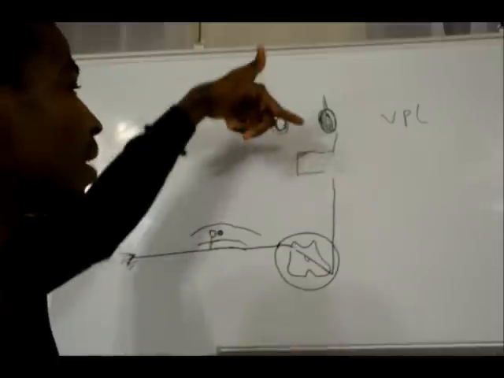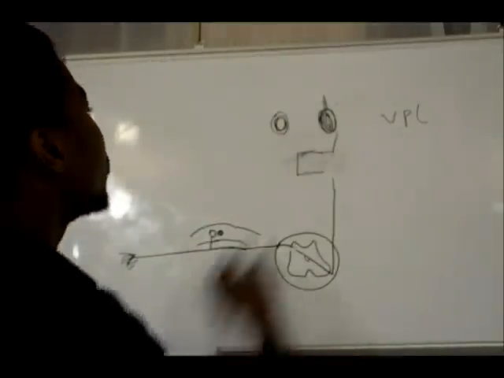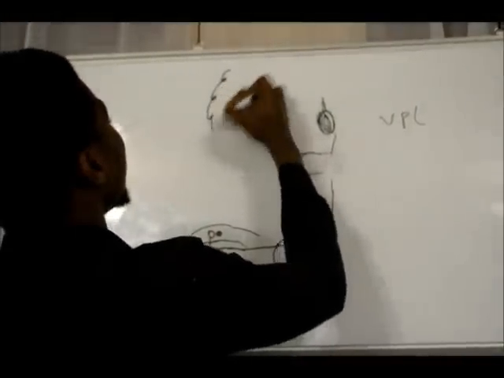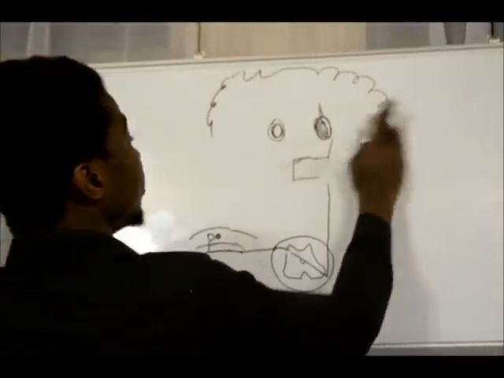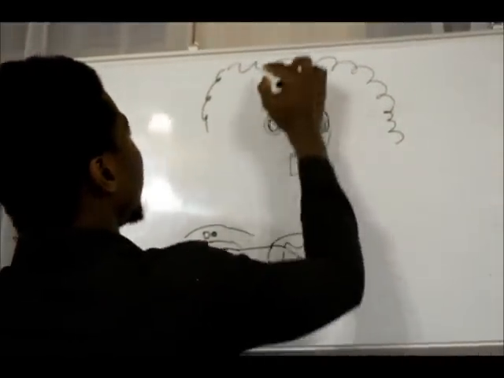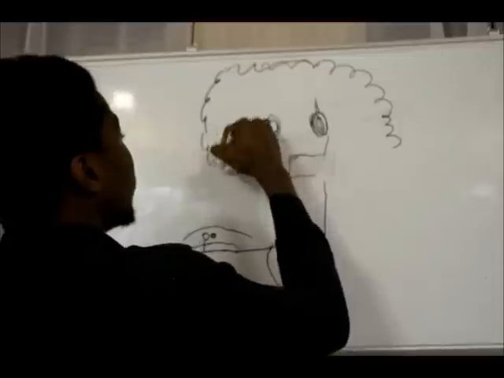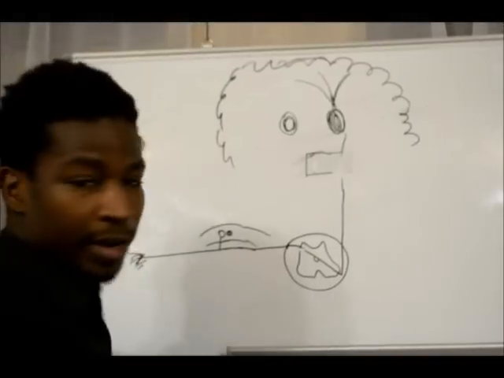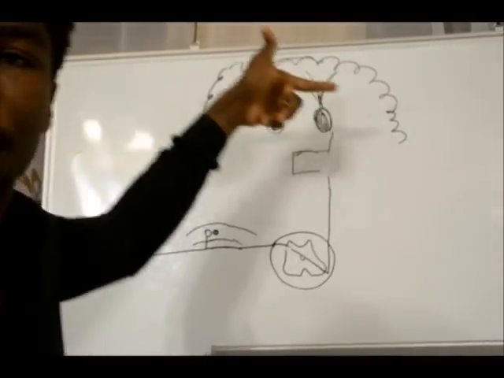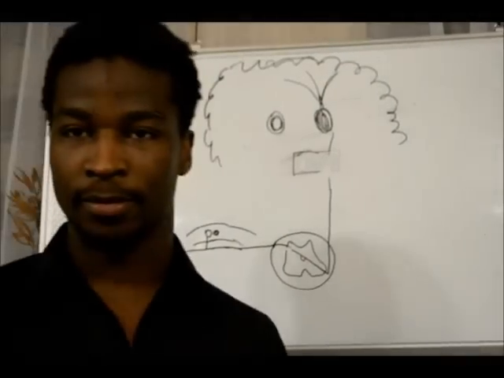And the message is now sent from the thalamus. You know, you have the spinothalamic tract. From the thalamus to your cerebral cortex. Wow, I'm quite the best artist in the world. So from the thalamus to your cerebral cortex, right? So that is the thalamocortical tract.